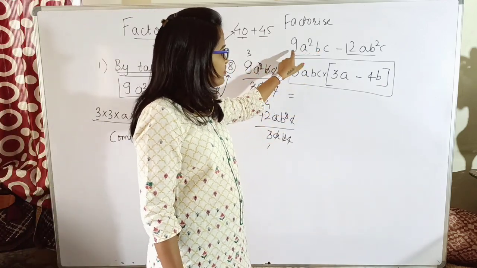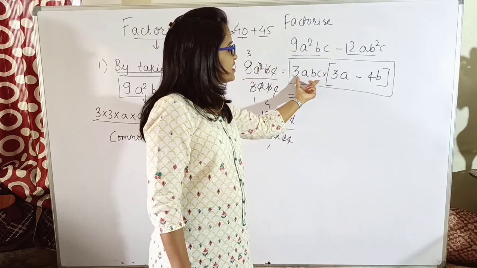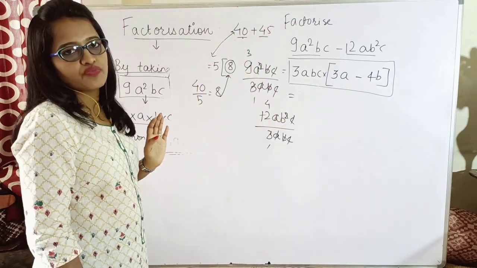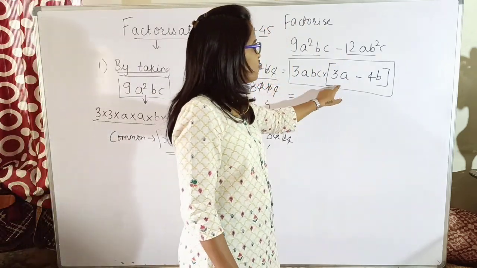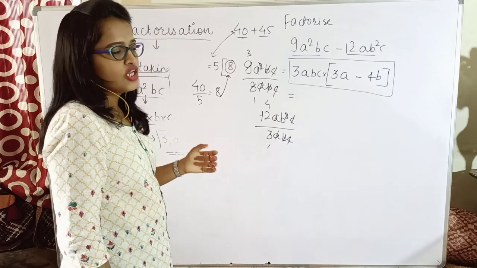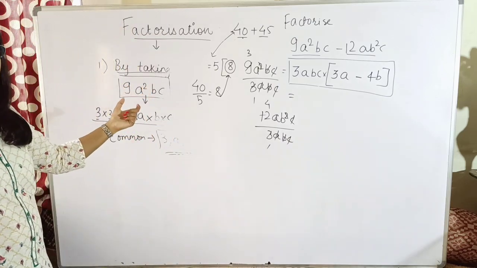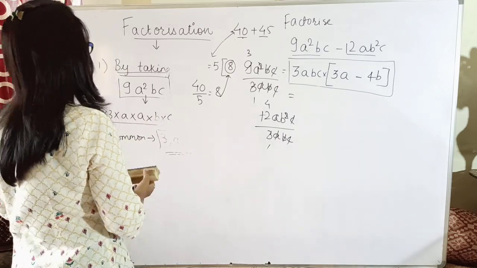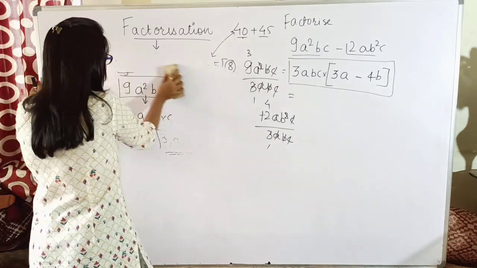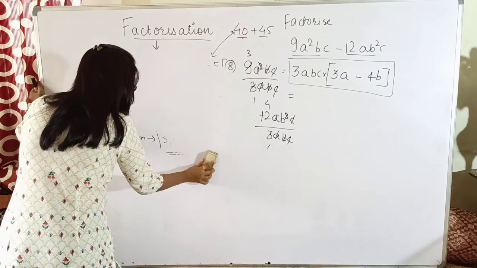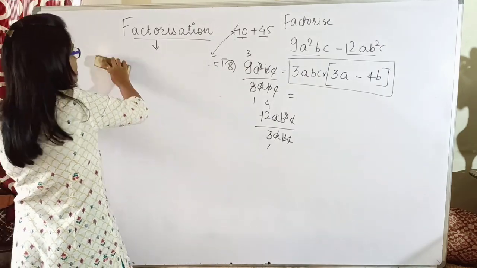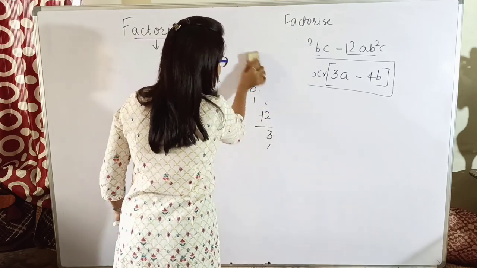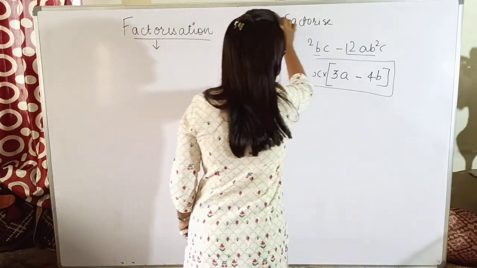And also if you divide this expression with either 3abc or 3a minus 4b, the remainder will be 0. So these are the two factors for the given expression. Okay, so that explains our first method, by taking the common factor. Whatever the given expression, from that you have to first of all find which are the common factors, take them outside the bracket, and then divide the expression individually and find out the remaining terms.